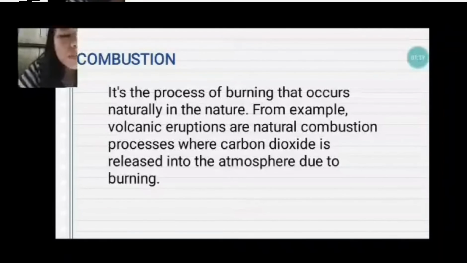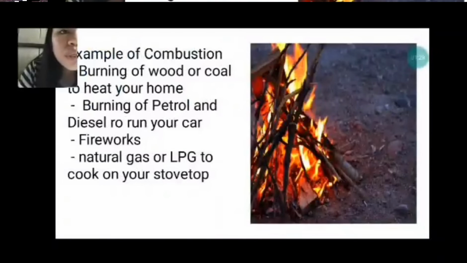So, this irresponsible combustion and release of excessive carbon dioxide and other harmful gases in the environment is the major contributing factor for today's global warming. So, other examples of these are burning of wood, burning of petrol and diesel to run your car, fireworks, natural gas, or LPG to cook on your stove top.